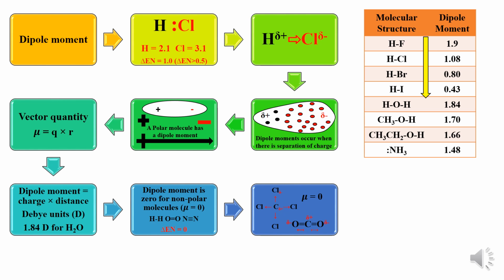And similarly, in the case of water, methanol, ethanol, and ammonia, when you compare and contrast the dipole moment values of these four molecules, again you find there is a decrease in the dipole moment values. So water is more polar than methanol, methanol is more polar than ethanol, and ethanol in turn is more polar than ammonia. So as the polarity of the molecule decreases, you find that there is a corresponding decrease in the dipole moment values.